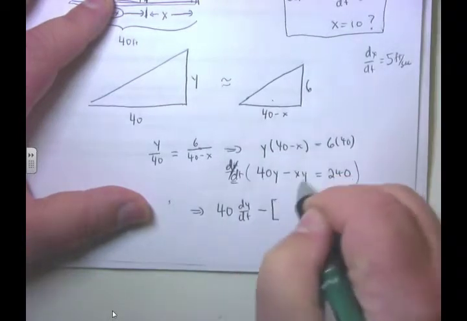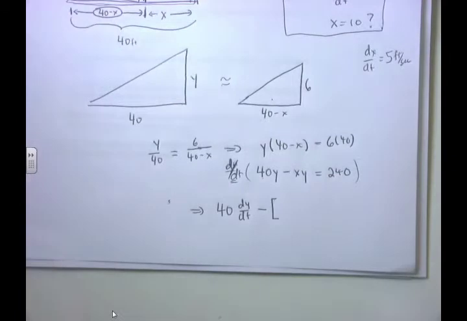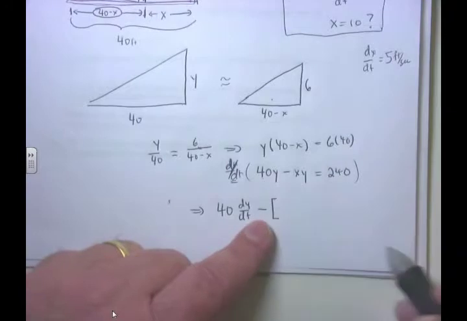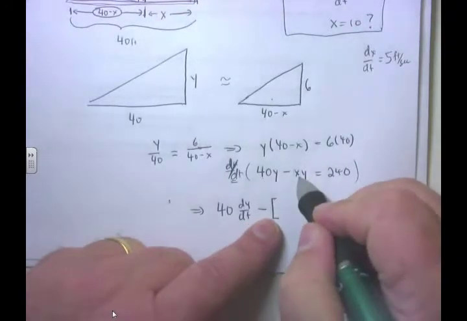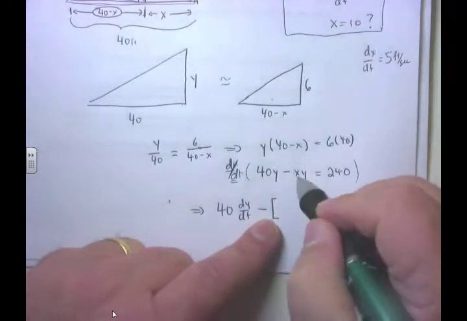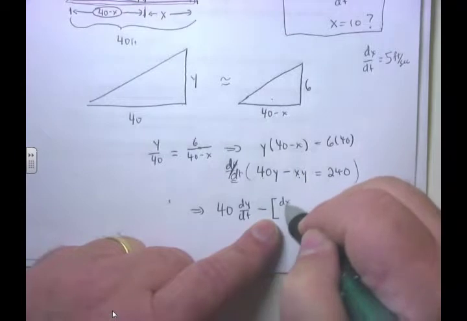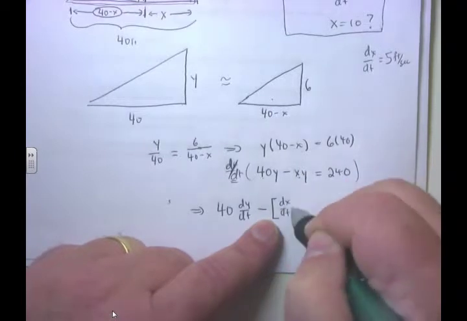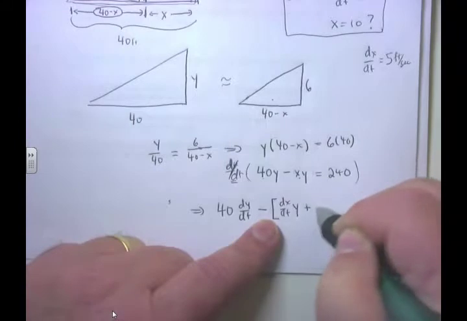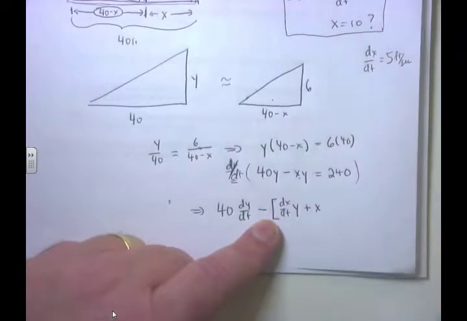Minus bracket, because this is a product. To take a derivative of a product, I'm going to use the product rule. Hold that negative out front because it's going to distribute. What's the derivative of x with respect to t? dx/dt. Derivative of the first times the second, plus the first x times the derivative of the second.